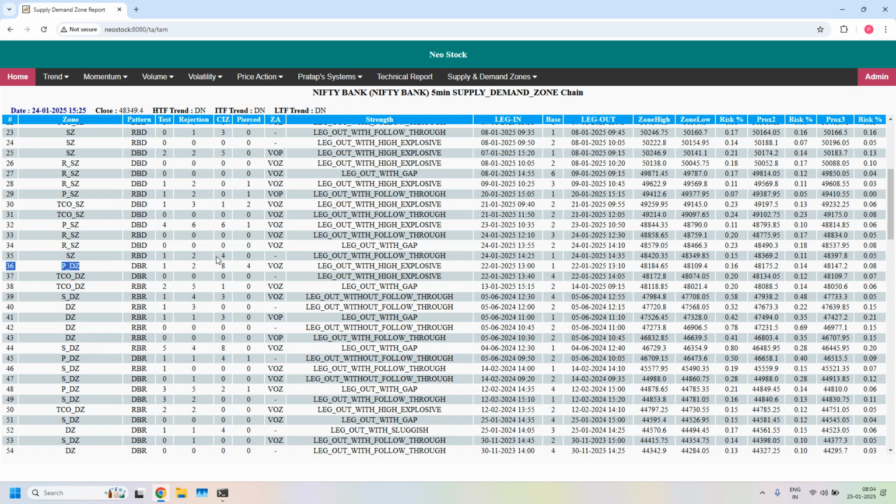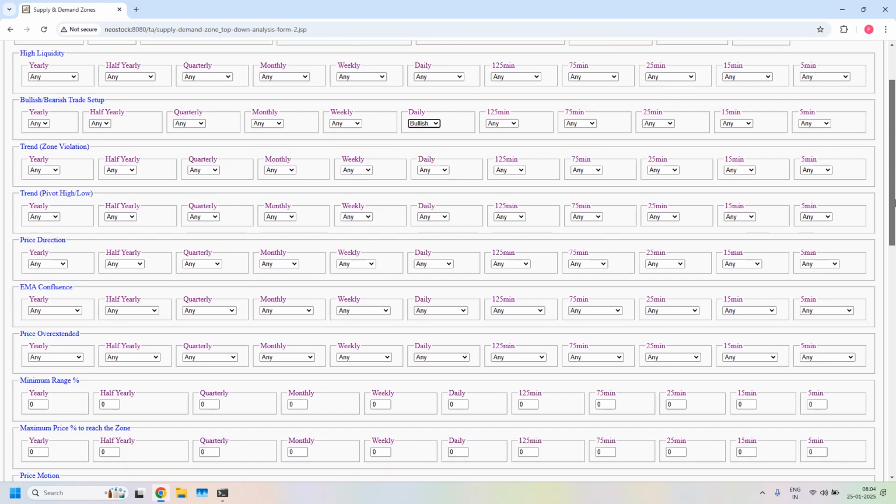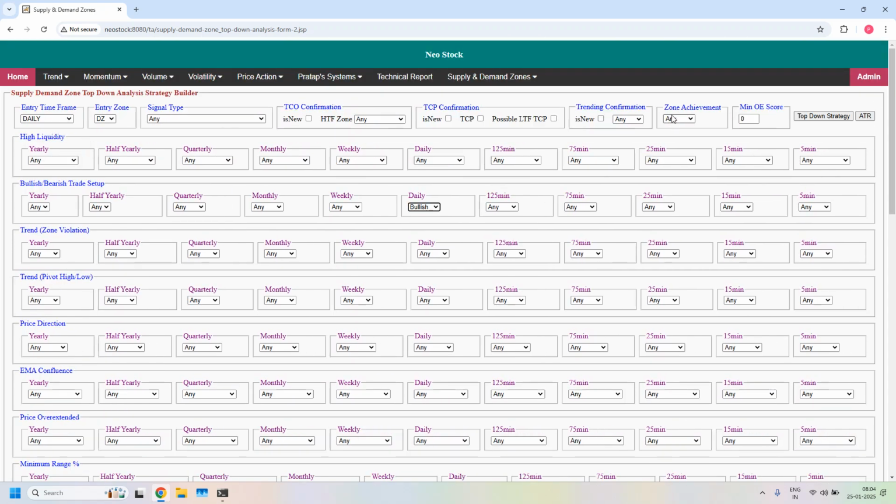Next we will generate bullish and bearish trade setups, starting with monthly income trade bullish trade setup, entry time frame daily, entry zone demand zone. In bullish or bearish trade setup at daily time frame, I am selecting bullish, and daily demand zones, zone achievement violated opposing zone, minimum order enhancer score 12. Both filters are applied to daily demand zone.